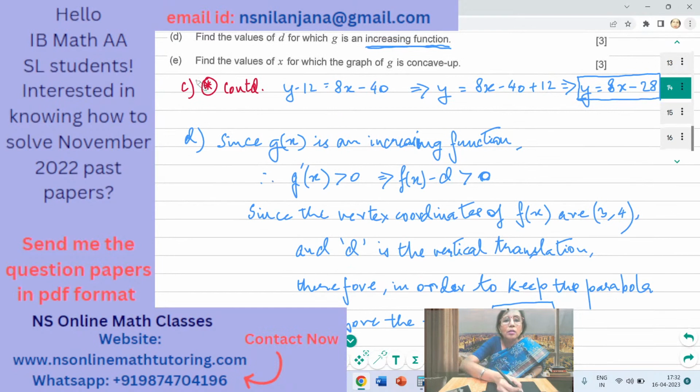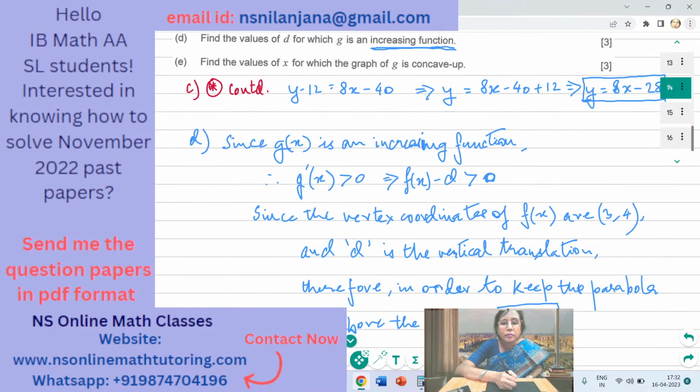Now coming to part E, it says, hope you are being able to see. Find the values of x for which the graph of g is concave up. Concave up. We have learnt about concavity, and when is it concave up? When its second derivative is greater than 0, is positive. So first of all, let us get the expression of g. Then only we can get its first derivative or the second derivative.